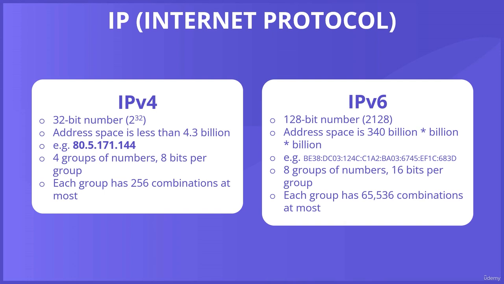IPv4 is a 32-bit address, and IPv6 is a 128-bit address. Now, theoretically, you can address 2 to the power of 32 devices in IPv4, which is about 4.3 billion, right? In IPv6, on the other hand, you can address 2 to the power of 128 devices, which is, well, let's see. Why don't you just do the math on your own?